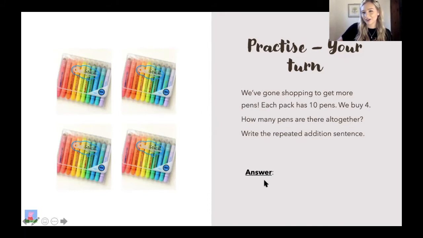Well done for having a go at that. I'll reveal the answer to you. So we've got 4 groups of 10. Let's check: 1, 2, 3, 4. And we can count up in our tens 4 times: 10, 20, 30, 40. So our answer is 40.